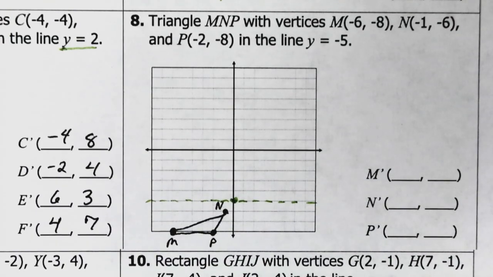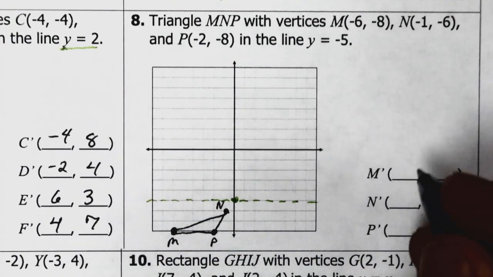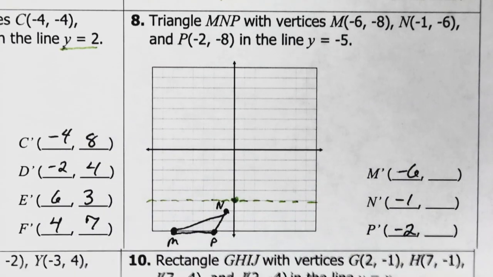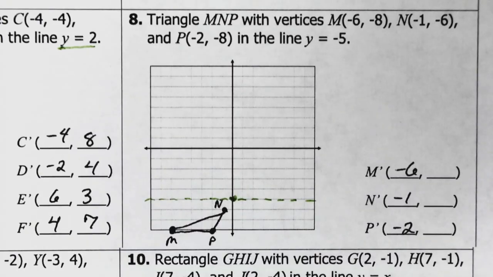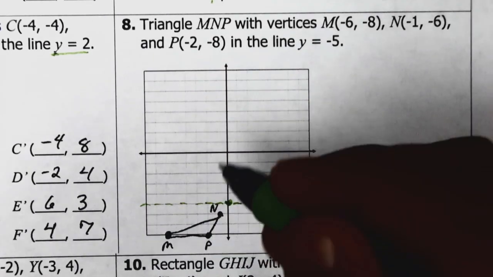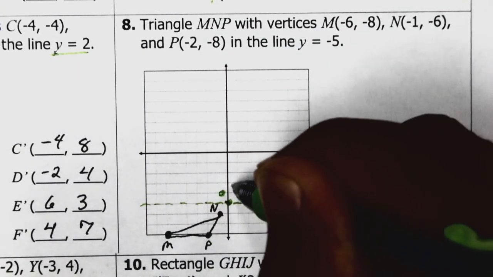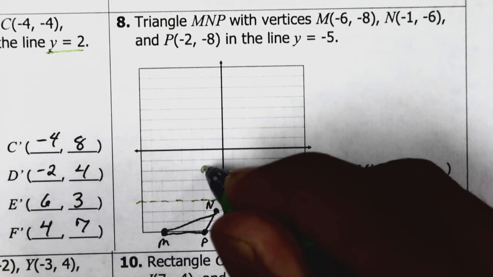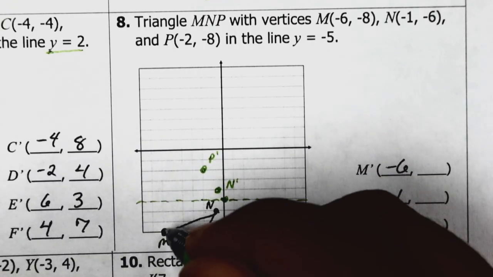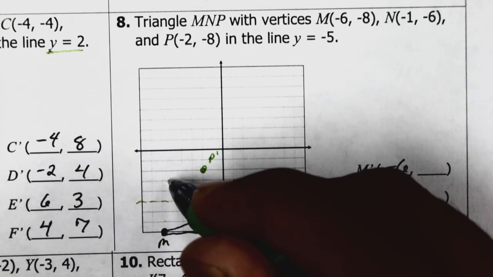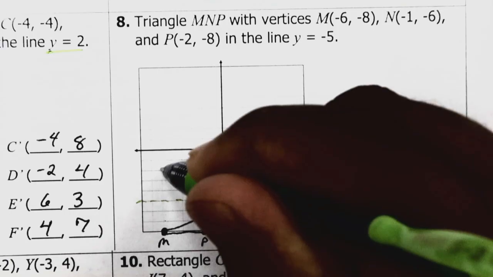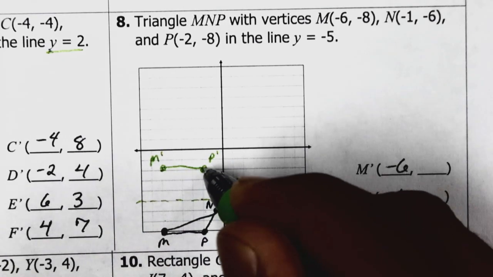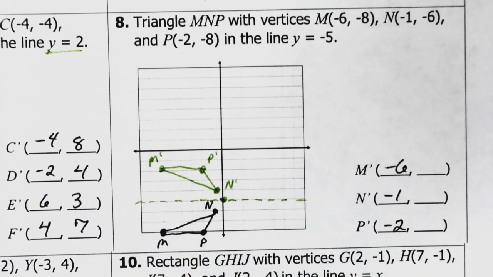Once again, the x's are going to stay the same, so you can just go ahead and copy the x's. So -6, -1, -2. And then all we're going to do is change the y's. So N is 1 unit from the line, so N prime is 1 unit up. P is 1, 2, 3, so 1, 2, 3. It's P prime, and M is 1, 2, 3 also, so 1, 2, 3. And this is M prime. So there's the reflection right there.